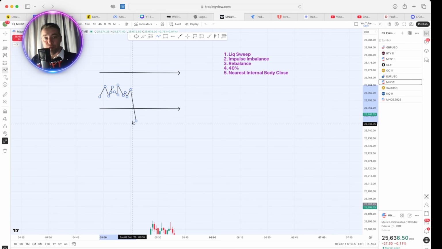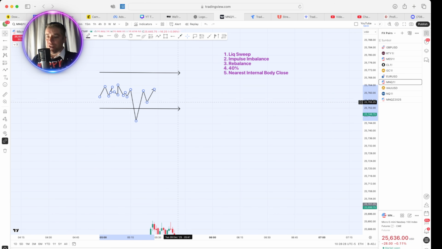And then what I'm looking for is a rebalance. So price comes up and fully rebalances that area. Then I'll get a box. Then I'll draw my 40% mark, and I'll put a limit order in, and hopefully we'll go to the last close for target one, body close. And that is essentially how it works.